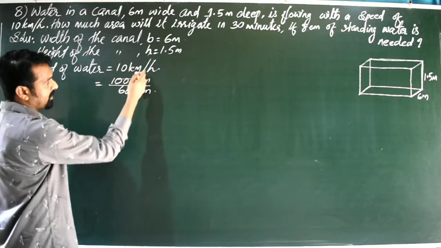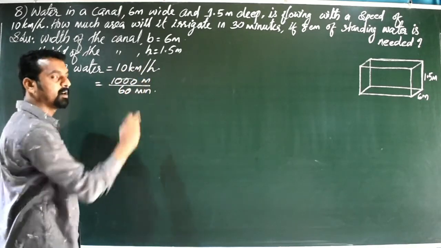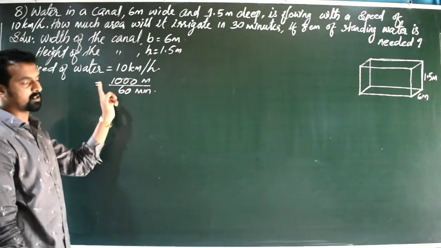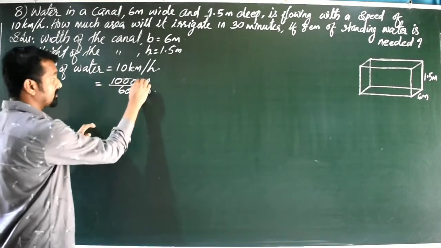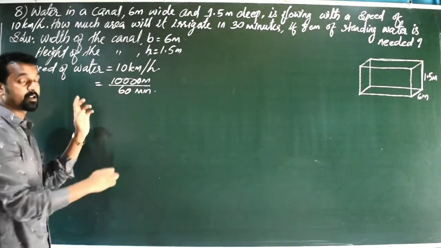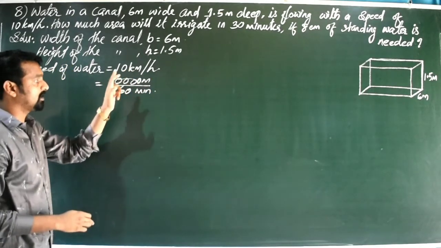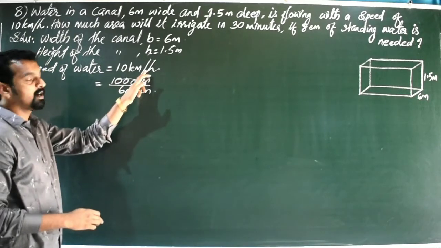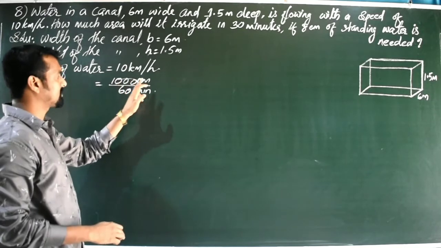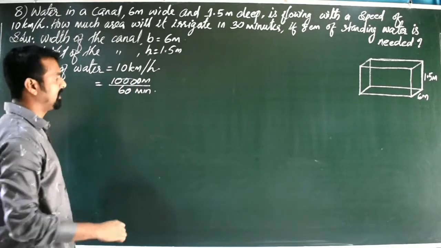So 1 hour is equal to 60 minutes. 10 km per hour means 10 km divided by 1 hour. 1 kilometer is equal to 1000 meter, so 10 km is equal to 10,000 meter. So 10,000 meter divided by 1 hour, which is 60 minutes, so 10,000 meter divided by 60 minutes.